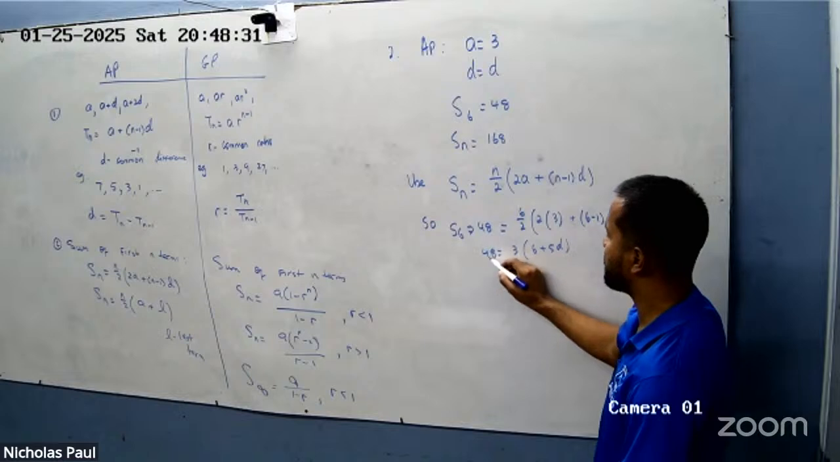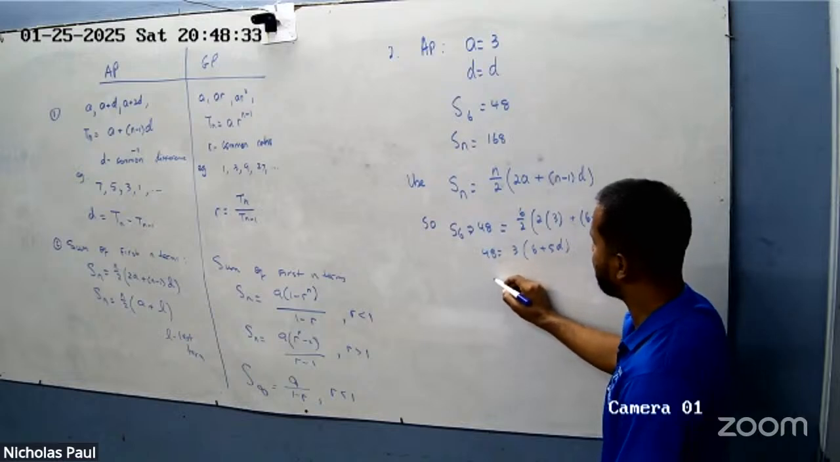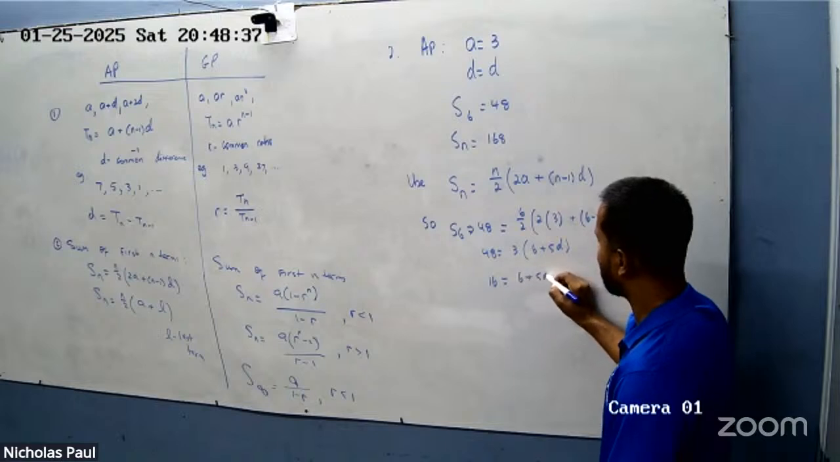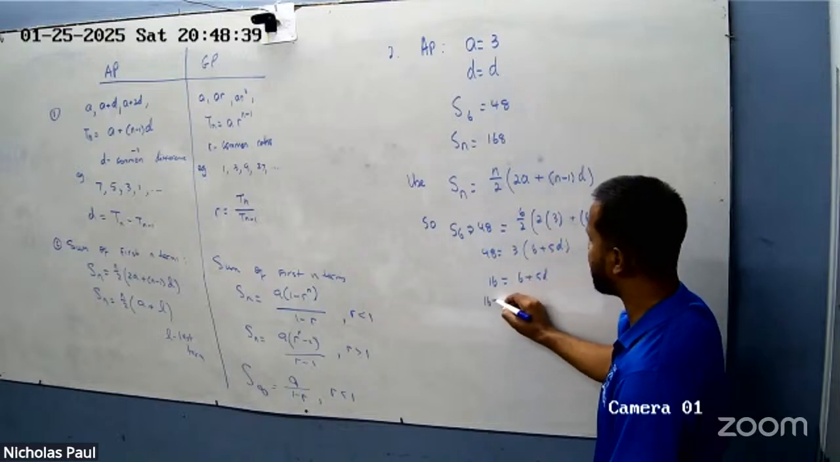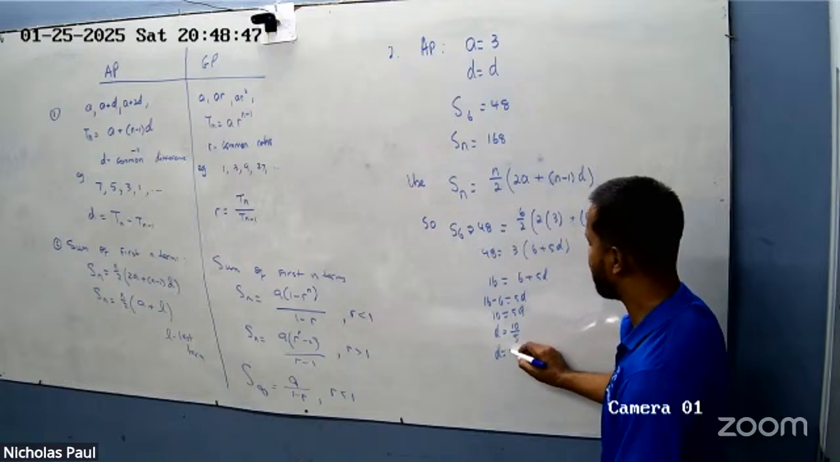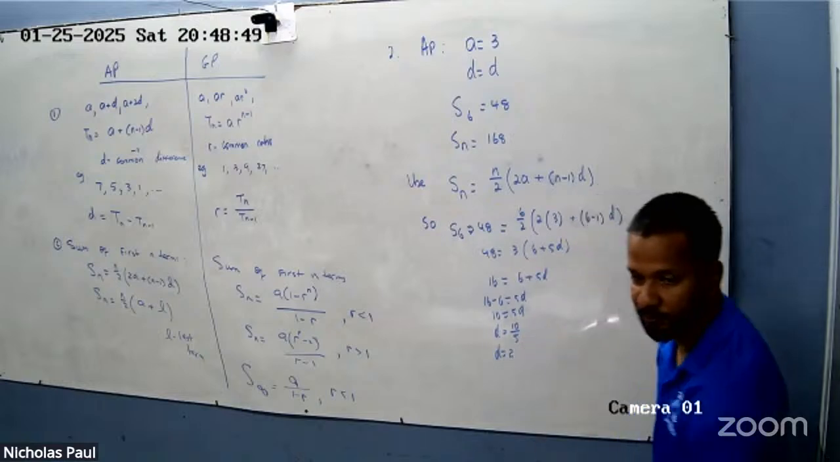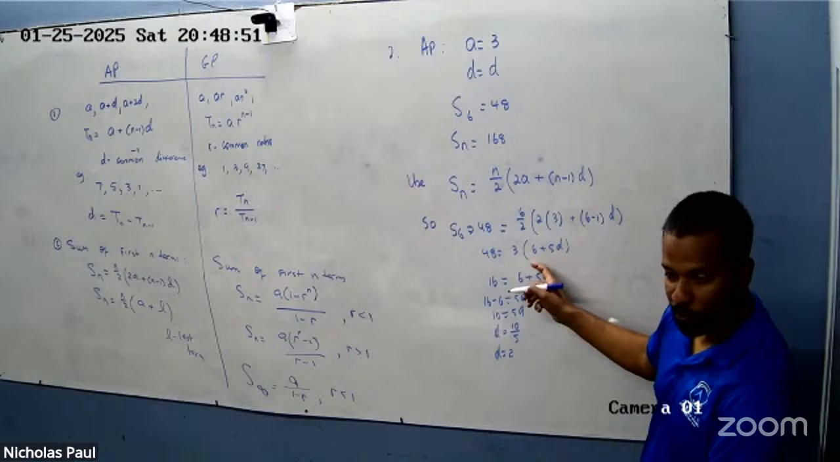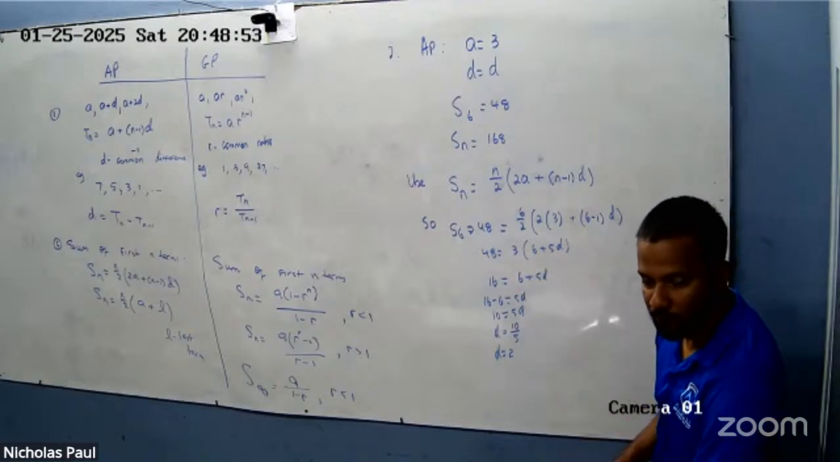Carry across 3 here. 3 into 48 was what, 16? Carry across the 6. 16 minus 6 is 5d. 10 is equal to 5d. d is equal to 10 on 5. Right, I think I made a mistake when you make that. Yeah, no, you see 3d.